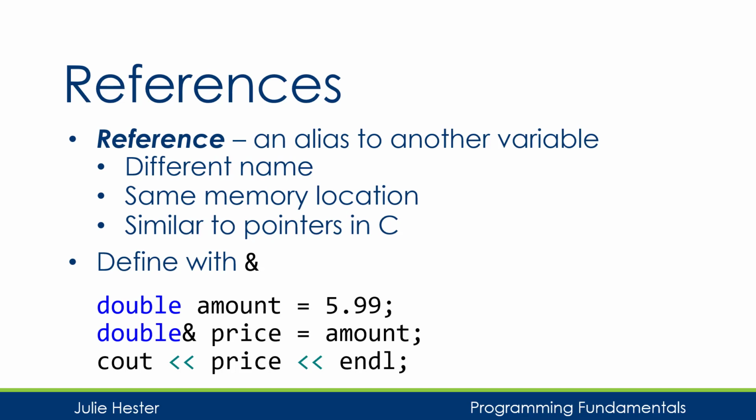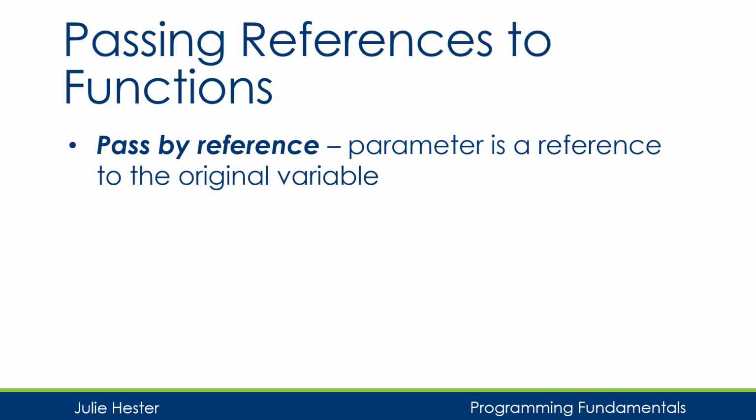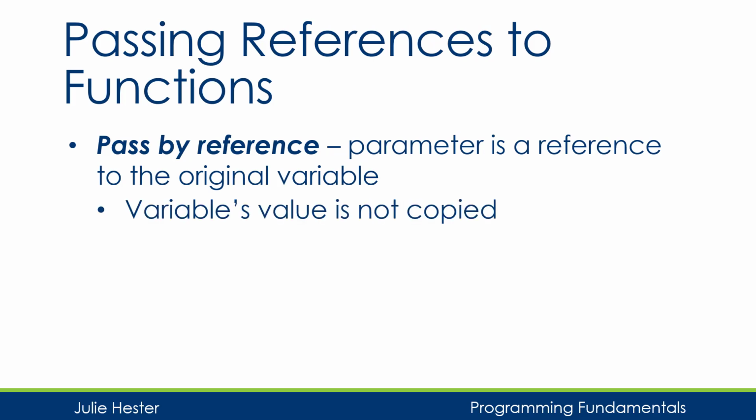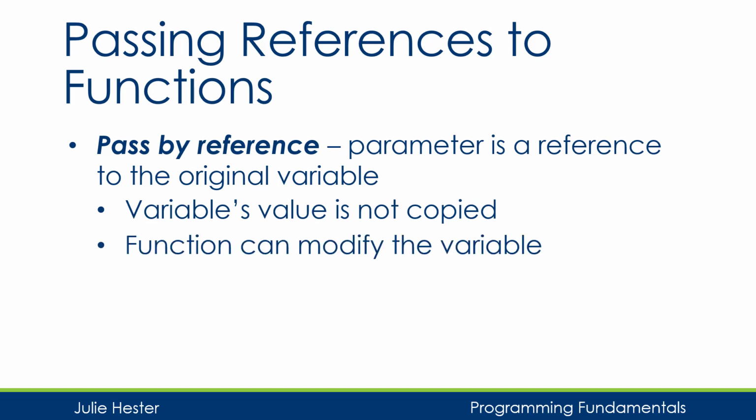So how does this affect functions? Well, I can choose to pass references to my function instead of passing copies of the original values. And this is called pass-by reference. So when I use pass-by reference, we're not going to make a copy. Instead, we're going to give the function access to the original variable, and the function can modify it.